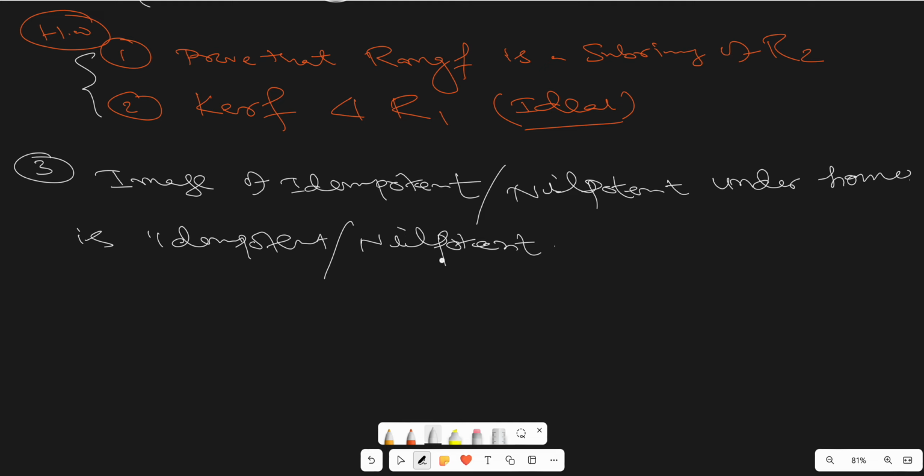The image of an idempotent or nilpotent under a homomorphism is idempotent or nilpotent. I'll prove it for the idempotent and give the nilpotent as an exercise. So how do you prove this? It is very easy to prove.